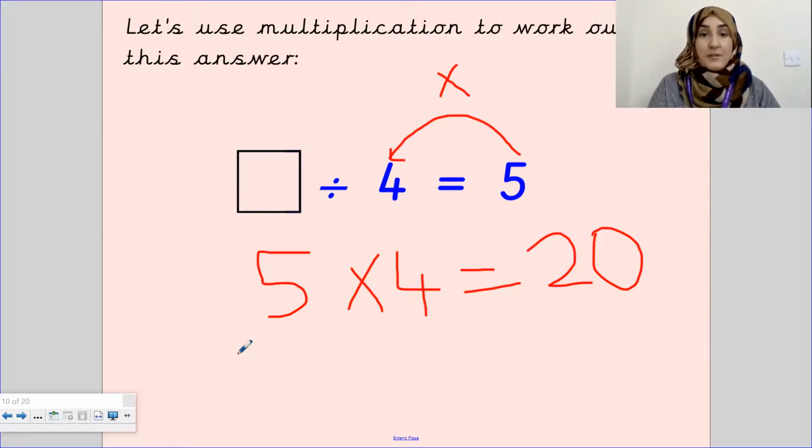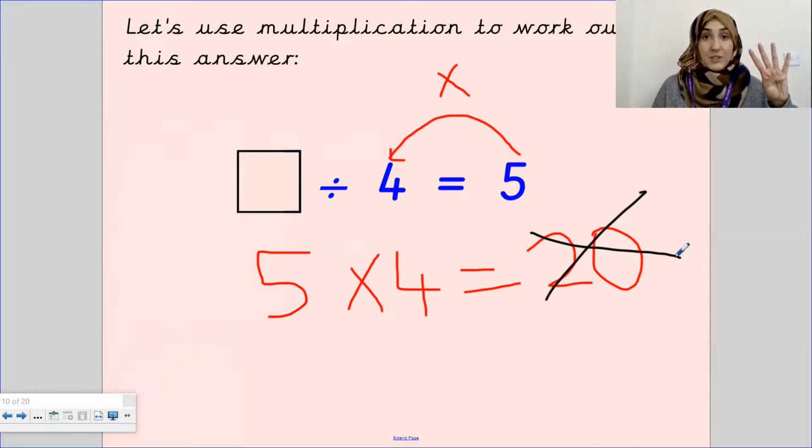Okie dokie. Now, Morris class. So we are going to use multiplication to work out this answer. Now, underneath, I have written this for you. So it's 5. When you look at a division number sentence, you look at it backwards. So it's 5 multiplied by 4, which equals, ignore this for now, because now I want you to work it out. Hold up 5 fingers, or actually, if you're not confident with your 4 times table, hold up 4 fingers, because remember, multiplication is commutative.